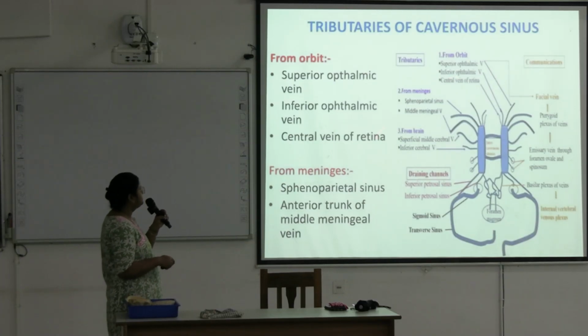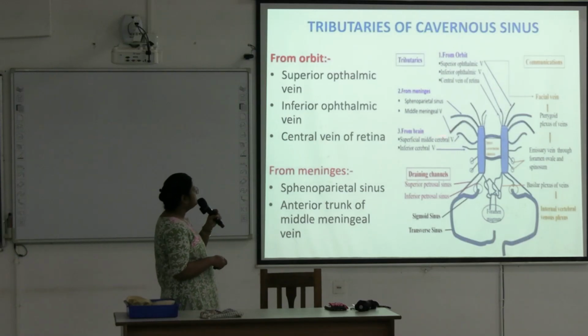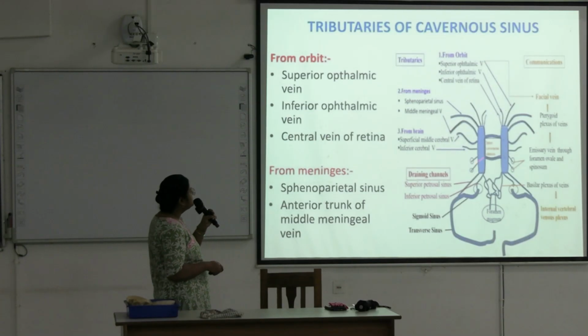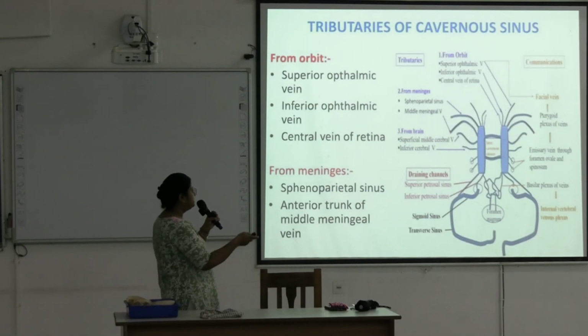Next, from the meninges: sphenoparietal sinus and middle meningeal vein, anterior trunk of the middle meningeal vein. And from the brain: superficial middle cerebral vein and inferior cerebral vein. So all these are tributaries of the cavernous sinus. Next.